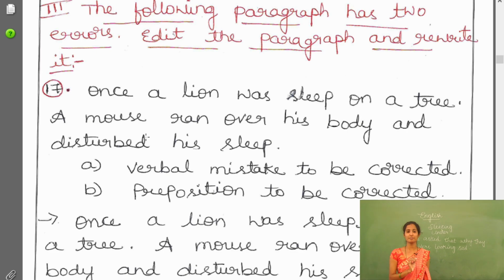So in the question paper, they will ask you like that: The following paragraph has two errors. Edit it and rewrite the whole paragraph in your answer sheet. You should not write only the answer like this. What you have to do? You have to rewrite the entire paragraph, correcting the mistakes using the clues. Okay, is that clear? Okay, fine.